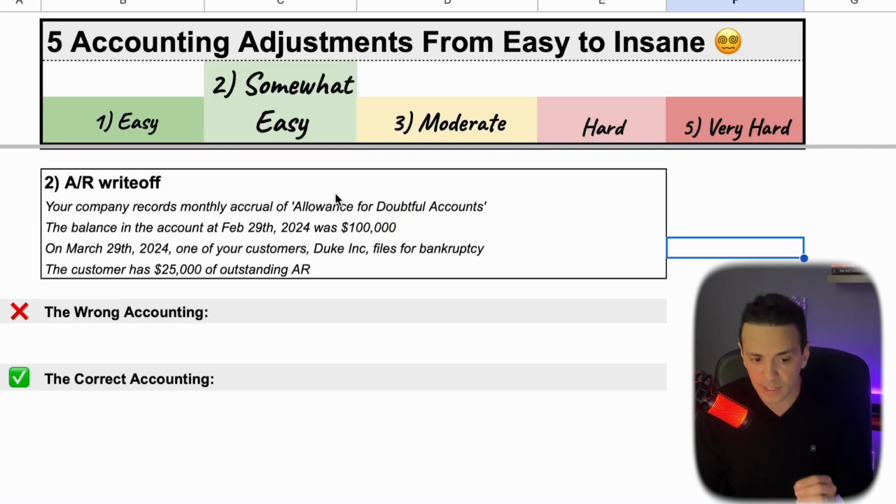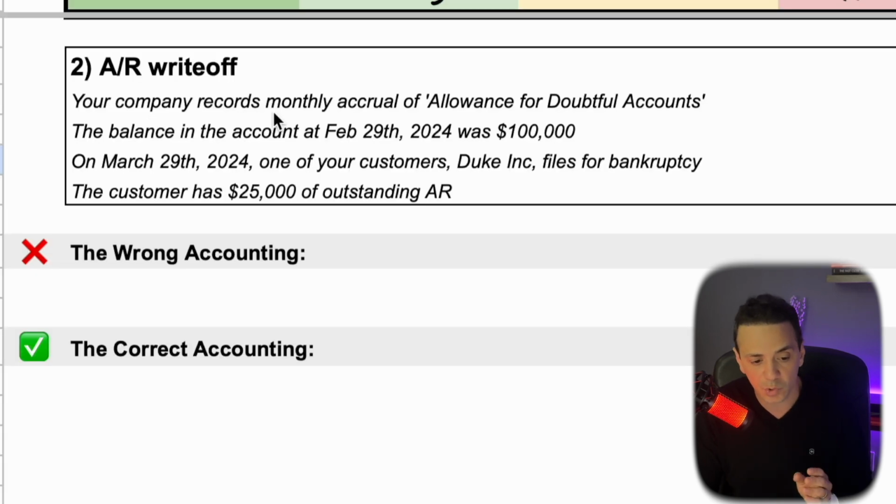All right, so for our second type of accounting adjustment, which is one level up from the previous example, we will be discussing an AR write-off, or accounts receivable write-off. So here's the fact pattern. Your company records a monthly accrual for allowance for doubtful accounts. The balance in the account at February end 2024 was $100,000.